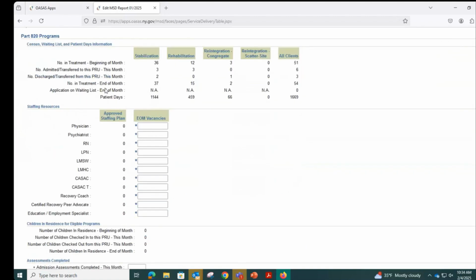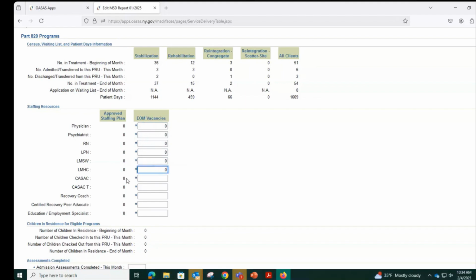We go down to staffing plan. If this were a certified 820 program certification, the Bureau of Certification would have entered your approved staffing plan, and we would see data populated in this column. And then I would be going through and looking and saying, let's see, we have one physician of the approved staffing plan. We have one physician currently working, so I would put 0. We're not trying to hire. Same with psychiatrist, RN.